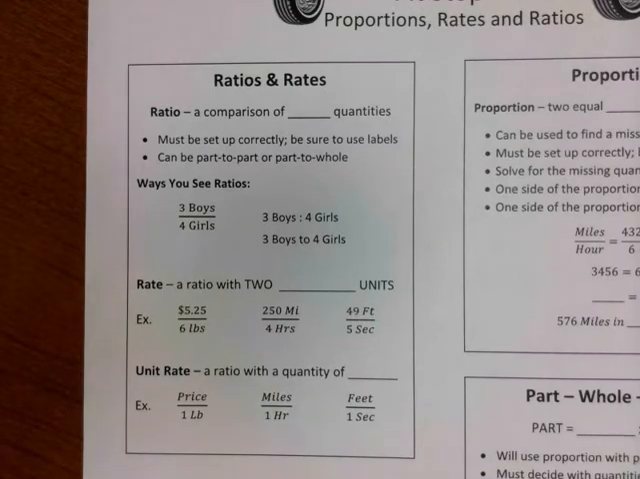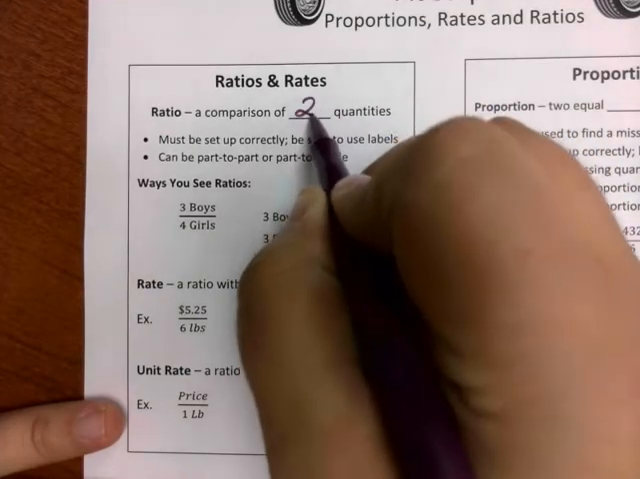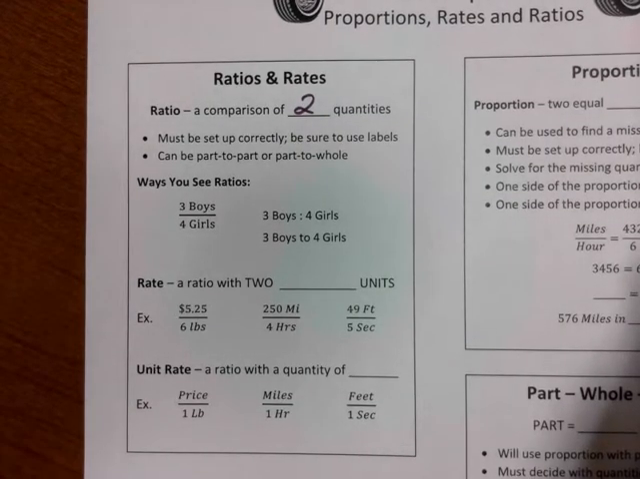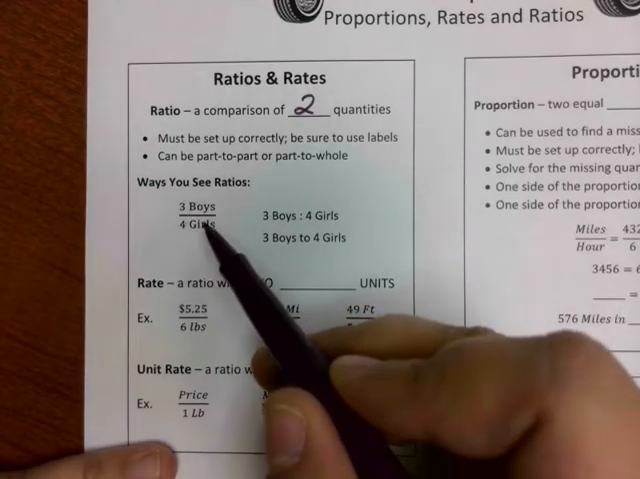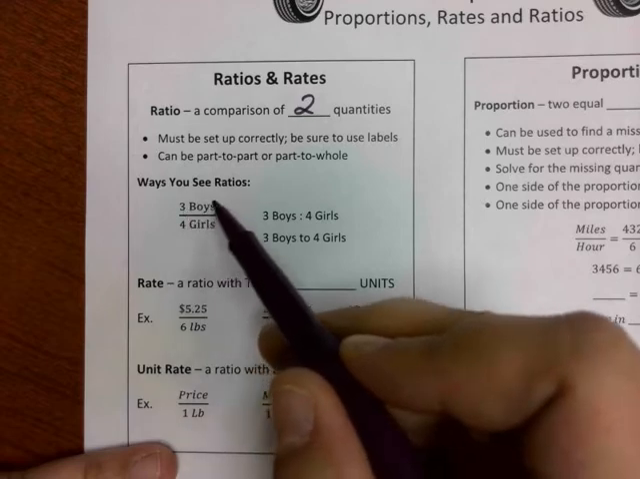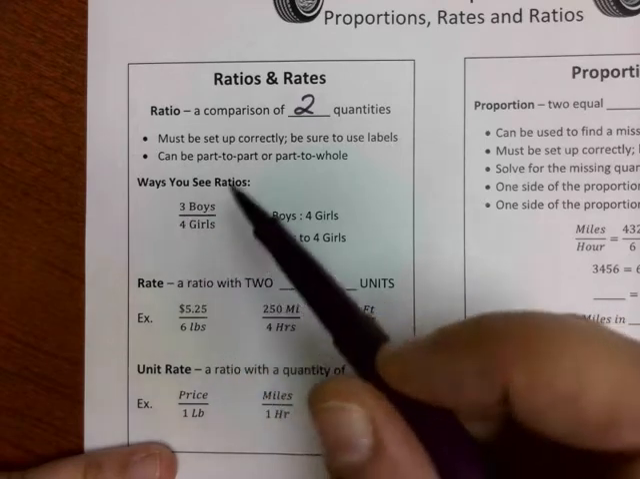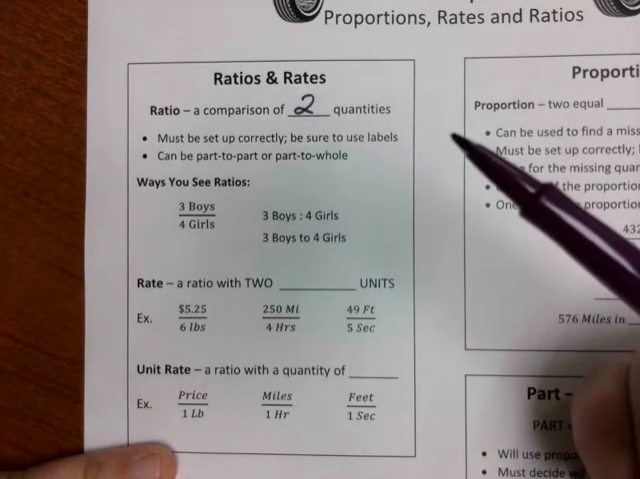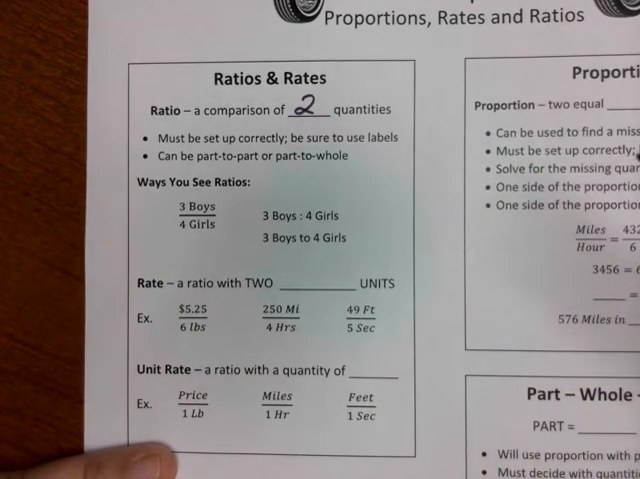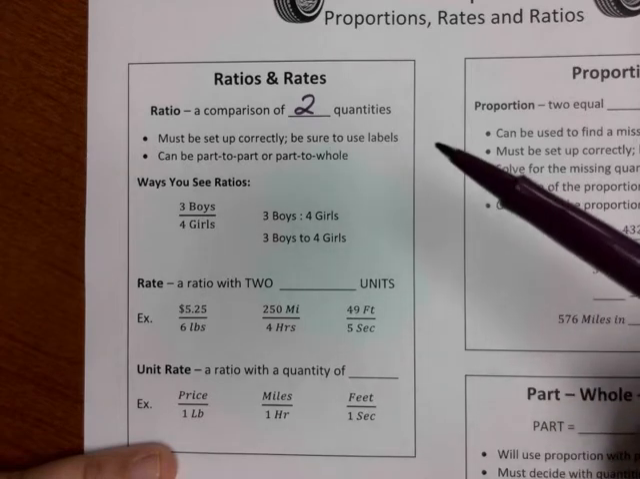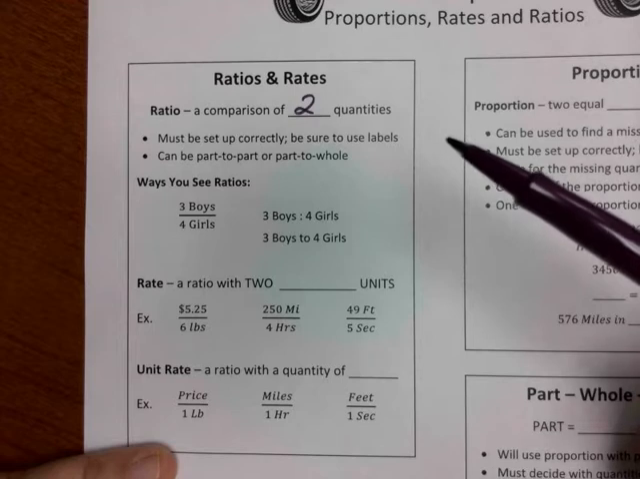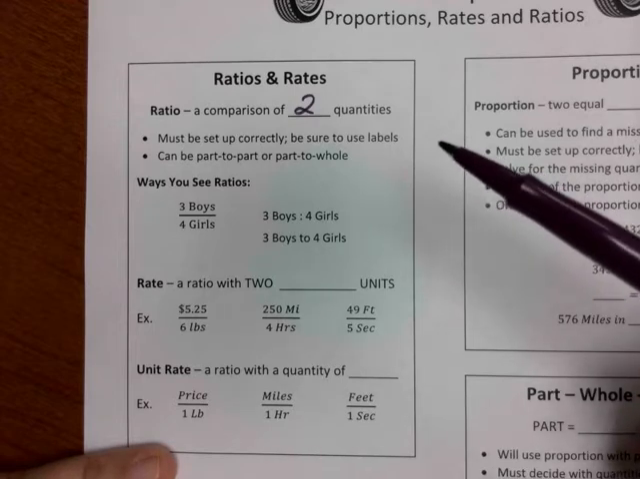All right, so let's talk about what a ratio is. A ratio is a comparison of two quantities. It must be set up correctly. Be sure to use labels. When I say labels, I mean 3 boys, 4 girls. Don't just put 3 and 4, so that you know what word goes with the number. It can be a part to part, so it could be talking about the ratio of girls to boys in a classroom, or it could be part to whole.